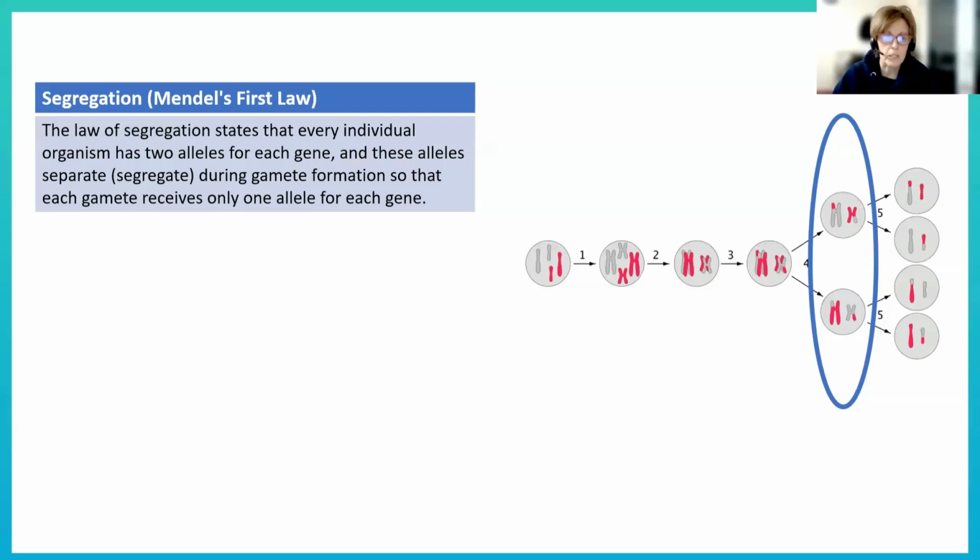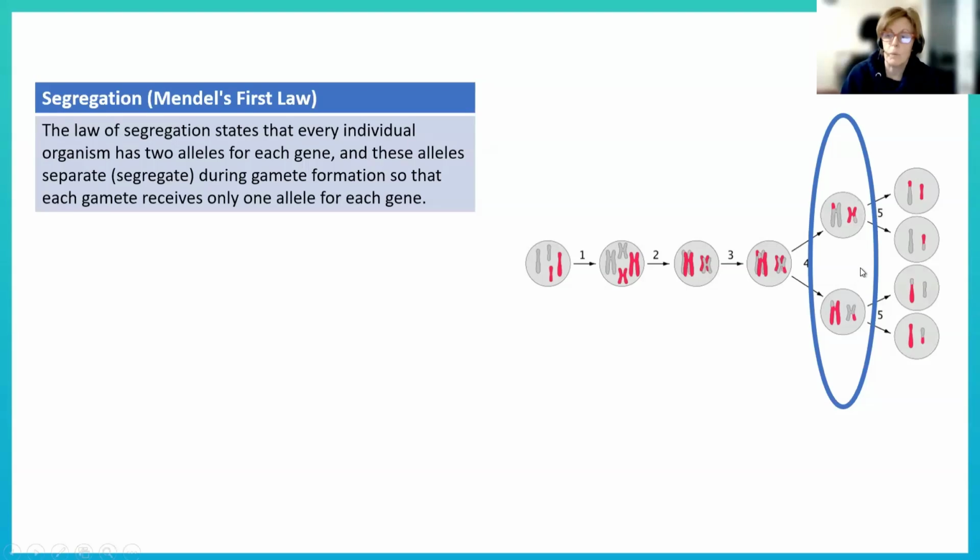So let's have a look at these laws. Mendel was a scientist who was working on inheritance. He has this law of segregation. It states that every individual has 2 alleles for each gene, and these alleles separate or segregate during gamete formation so that each gamete receives only 1 allele for each gene.